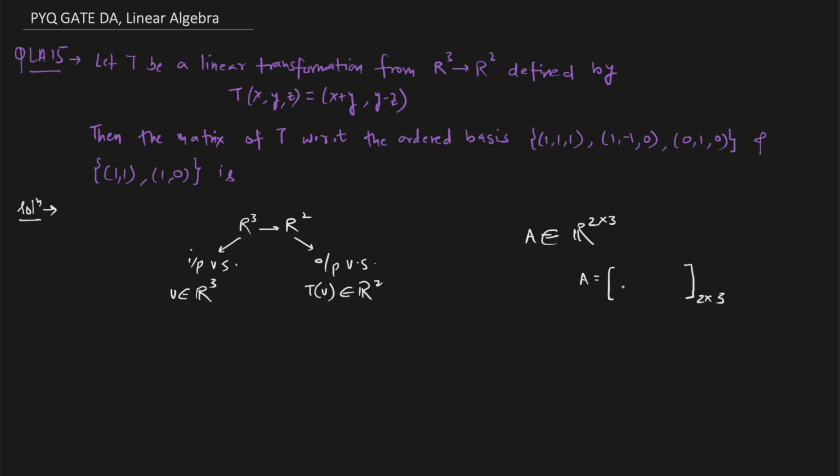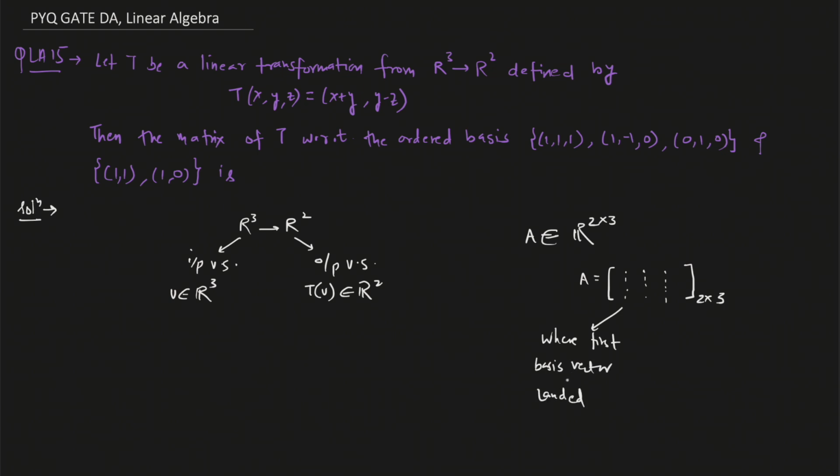So there are three column vectors. This is the first column vector, this is the second column vector, and this is the third column vector. If you have seen my videos, I have already told you many times that a column vector is nothing but where the basis vectors land. So this represents where the first basis vector landed.